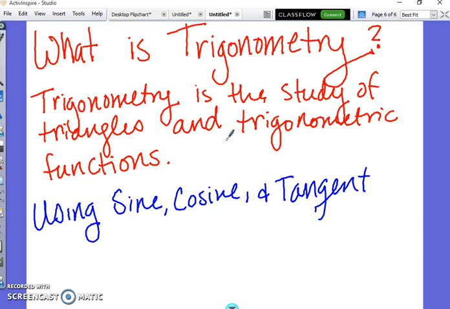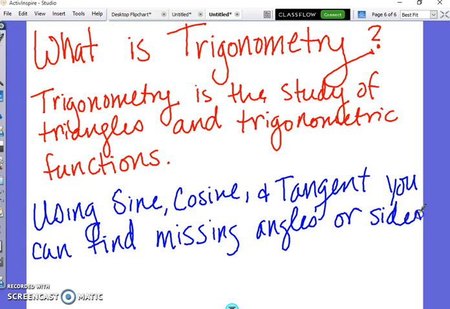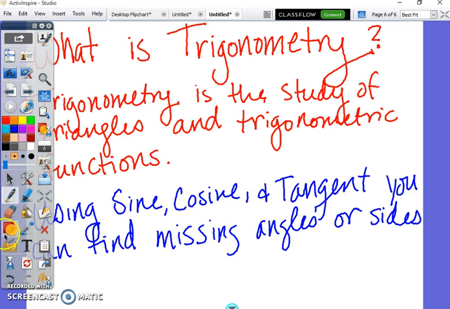Okay, so today we're going to be talking about trigonometry. Trigonometry is the study of triangles and trigonometric functions. Using sine, cosine, or tangent, you can find missing angles or side lengths of right triangles.